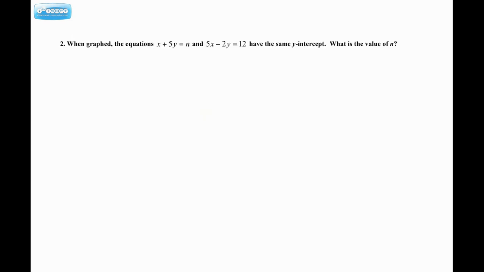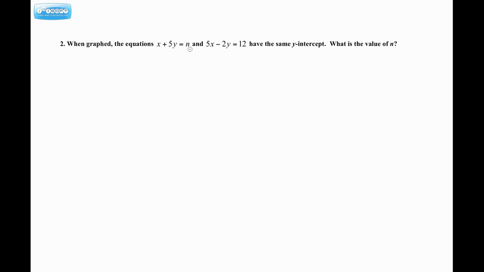Okay, when graphed, the equations x plus 5y equals n and 5x minus 2y equals 12 have the same y-intercept. What is the value of n? Now, there are different techniques that you can use, but I will show you one of them. So we just need to solve for n.